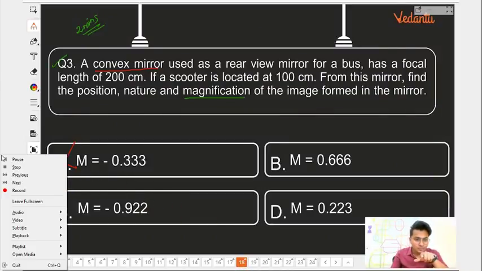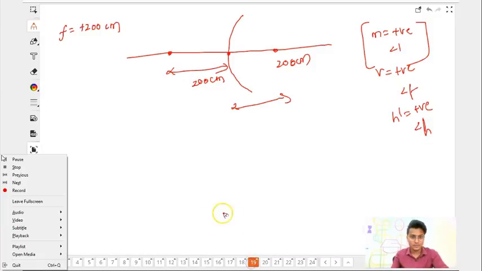Negative out of the picture. Oh, 2 positive values which are less than 1. Okay. Now complication. Now let's solve it. So F is equal to 200 centimeter.